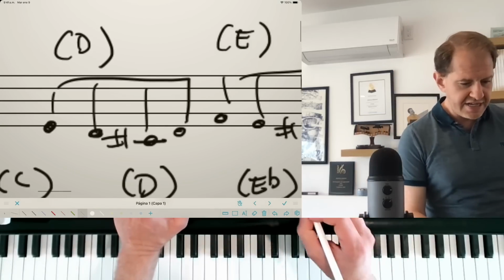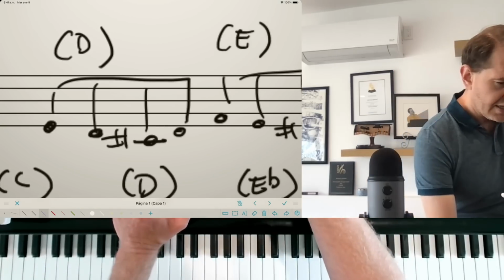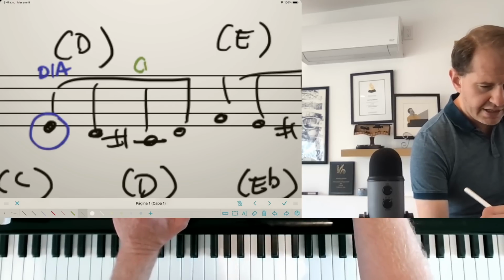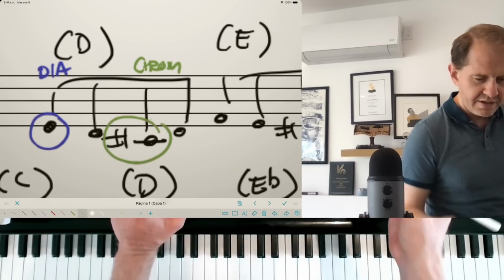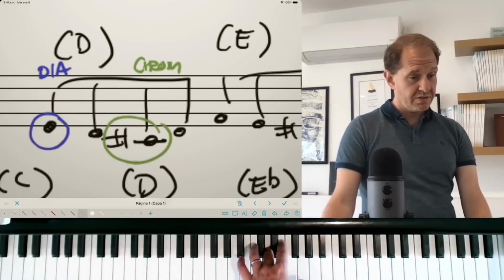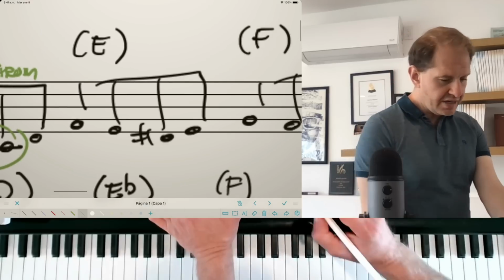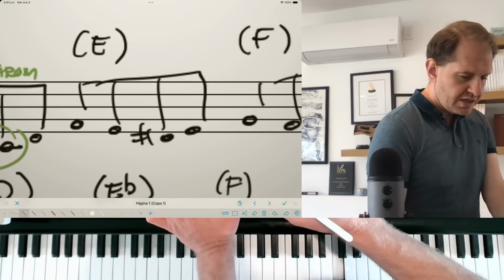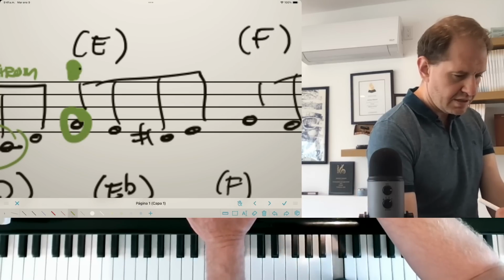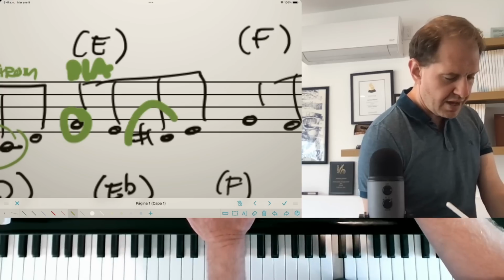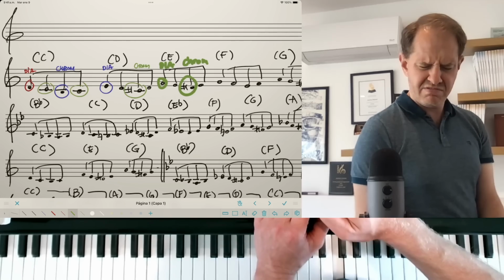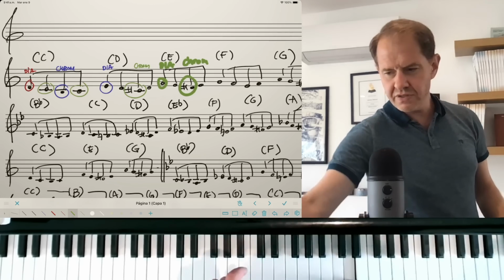So here we have D natural. And so we have our diatonic upper neighbor, and then our chromatic lower neighbor, and then just two of the target notes. Here we have E as our target note. And so we have the diatonic upper neighbor. F is from the scale. Chromatic lower neighbor, D sharp, is just a half step below E.